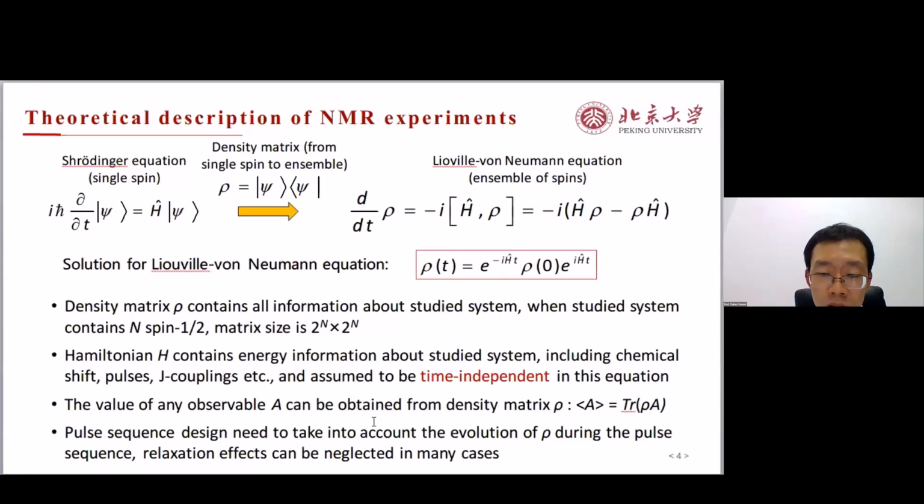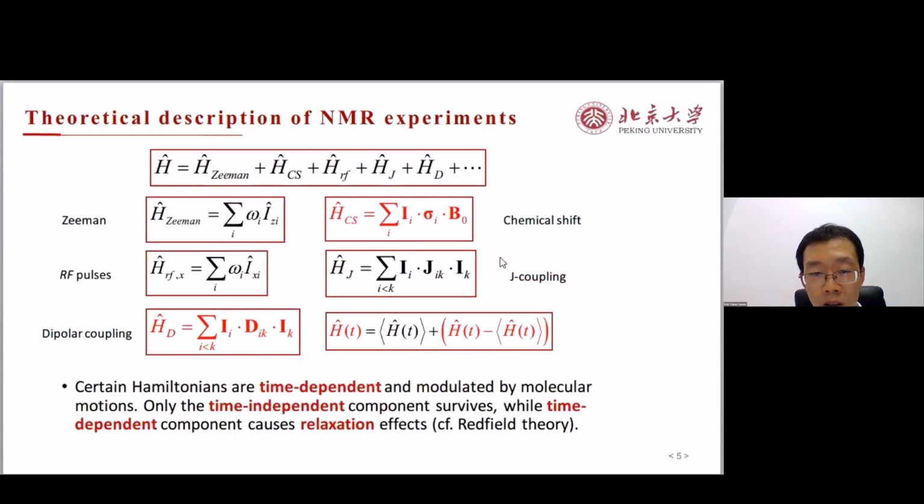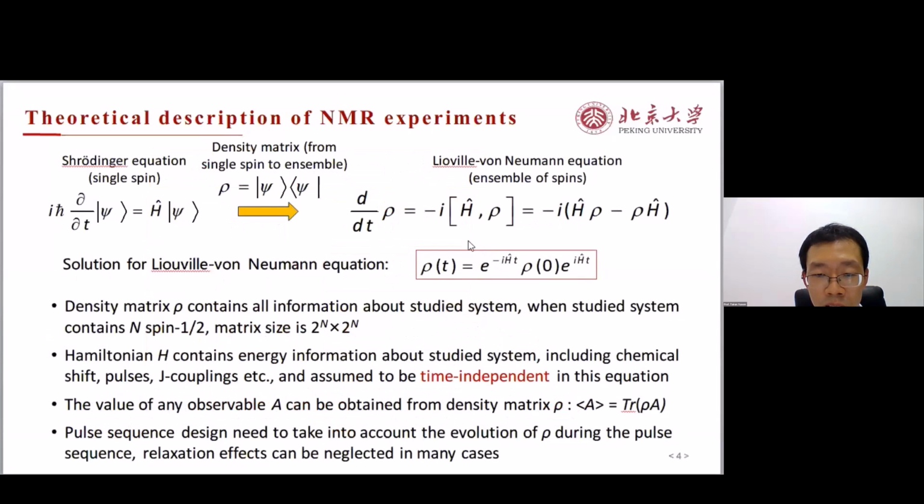So when we design the pulse sequence, we usually need to follow the evolution of the density matrix during the pulse sequence. But in many cases, we can neglect relaxation effects. But in some cases, like for R1 relaxation measurement, CPMG or SES experiments, we cannot ignore those relaxation effects. We have to include that. So this equation, we haven't included the relaxation effect yet, but later I'll show how to add that.